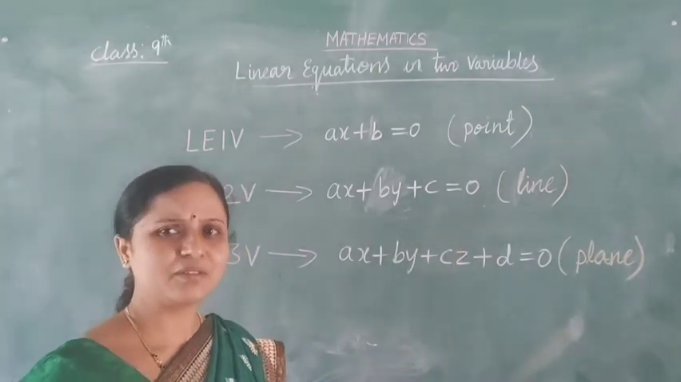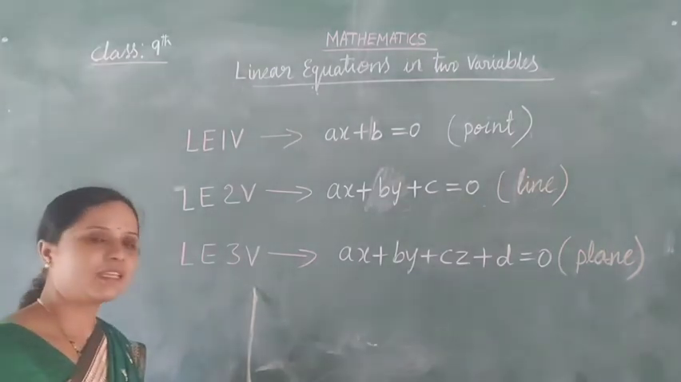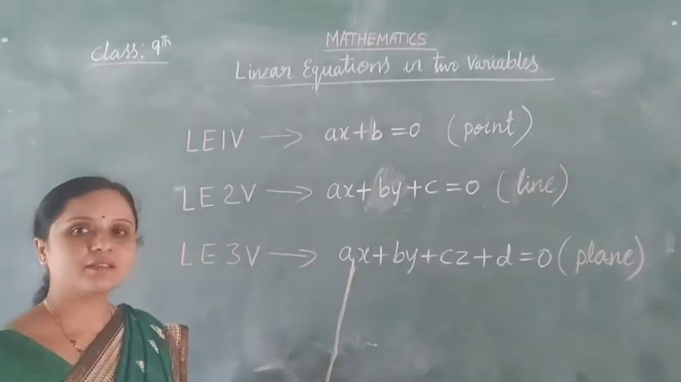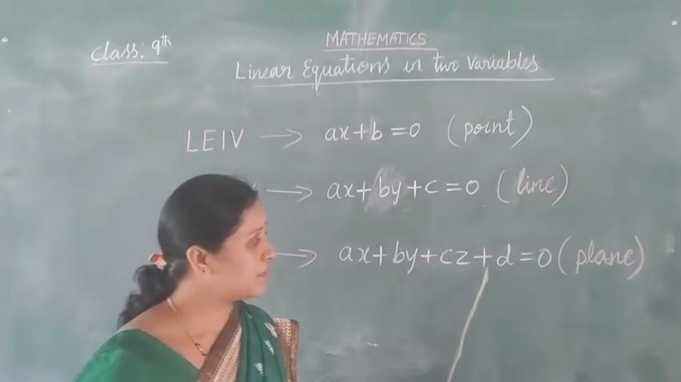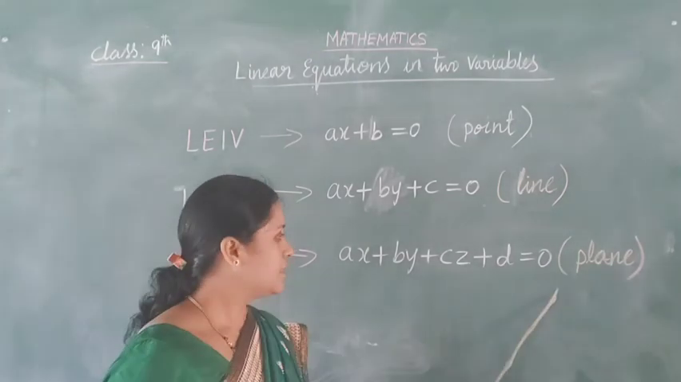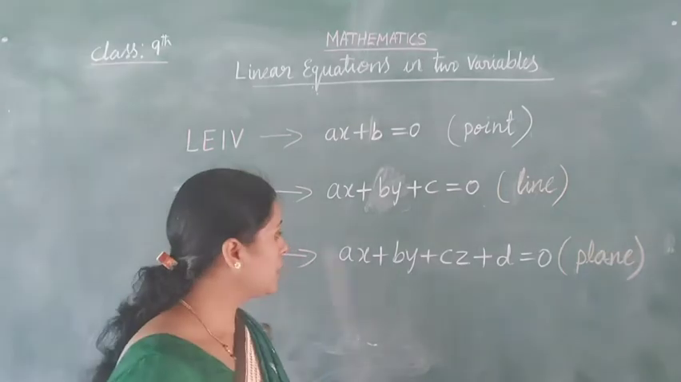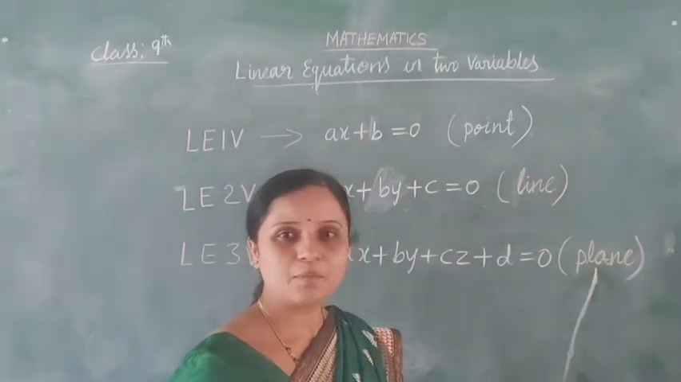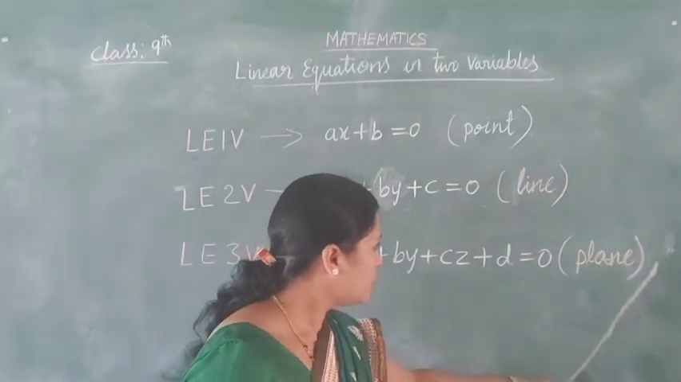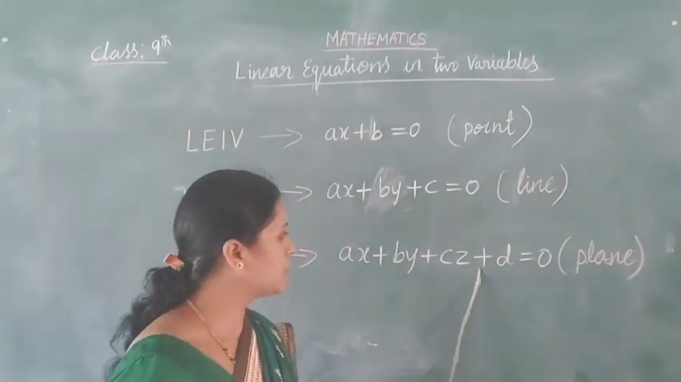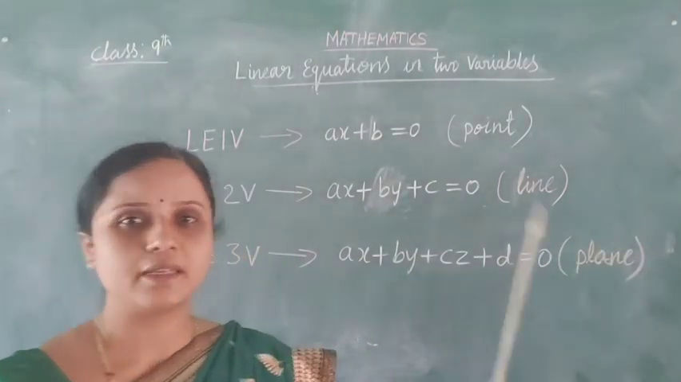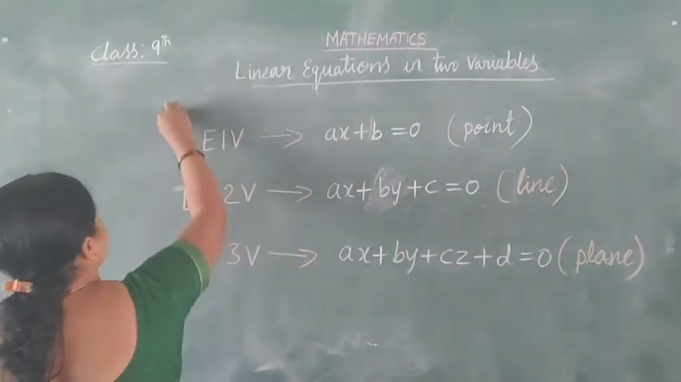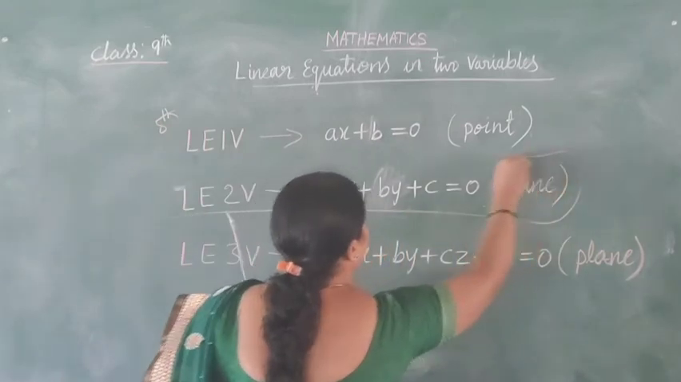Now we can come to linear equations in three variables. The general form of this is ax plus by plus cz plus d equal to 0. In this graph, we get a plane. Don't worry about this third equation, because you will study it in higher classes, like PUC. So now we discuss only the first two.